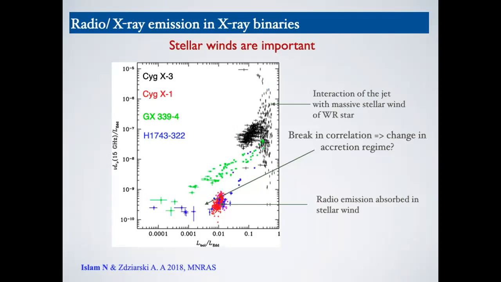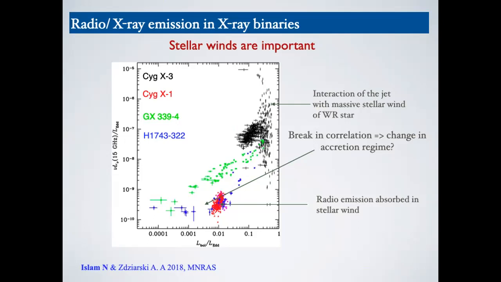So the green ones are all the source GX339-4, and the blue ones are X1743. X1743 undergoes a steep decline, and at very low luminosity it sort of flattens and approaches the standard track. Cygnus X3 is one of the brightest radio loud X-ray sources that we have in our galaxy. In this case, what we see is a very amorphous relation. There's no strong correlation that you see in the radio and X-rays.